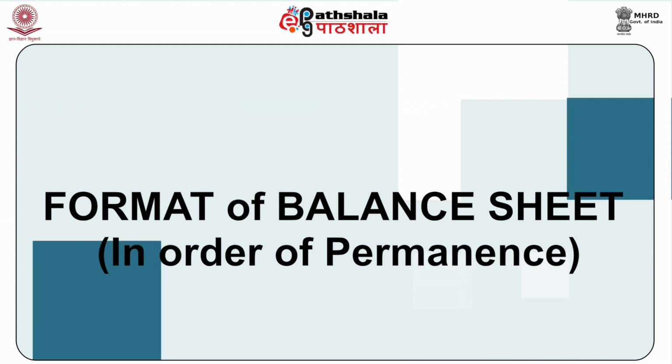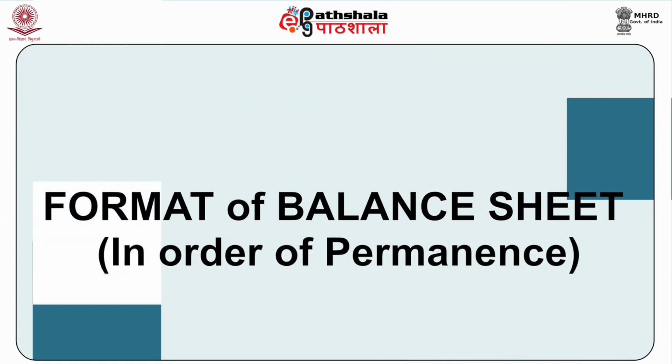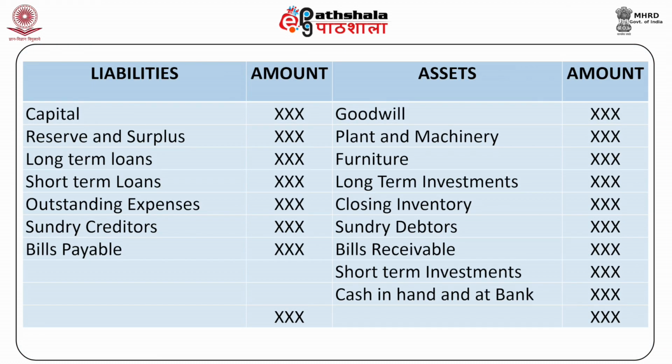Format of balance sheet in order of permanence. Permanence means the permanent, that is least liquid item, is shown first and most liquid item is shown last. You will observe from this format that the items are just the reverse of what is shown in the above format.